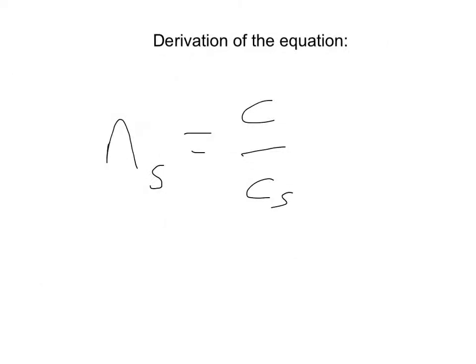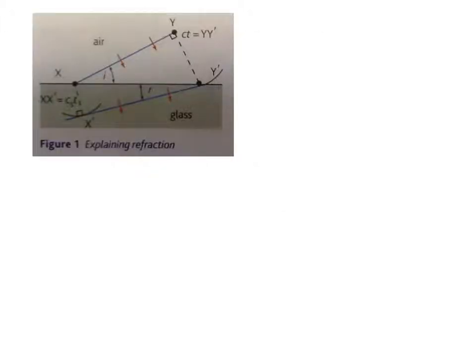In this video I'm going to explain to you how to derive the equation ns equals c over cs. If you look into your textbooks on page 190 of the AQA physics course, we've got this figure that you can see on the screen now, and we're going to use this figure throughout this derivation in order to help us understand what is going on.